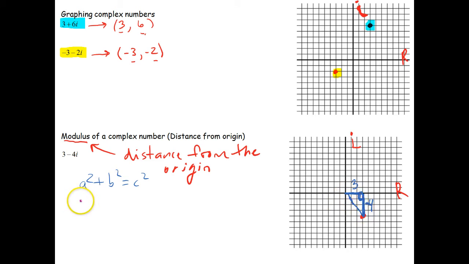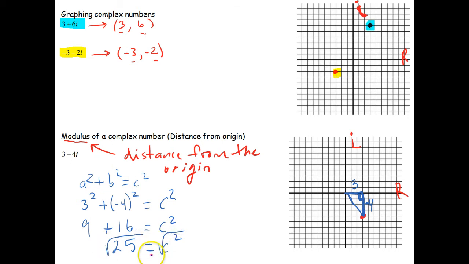So just performing this calculation, we would have 3 squared plus, now I'm going to put -4 in parentheses, because if you type -4 squared without parentheses in your calculator, you're going to get a -16. But we all know that -4 times -4 gives you +16. Okay, so these are all equal to c squared. So I have 25 equal to c squared. And I'm going to square root this to get c equals 5.